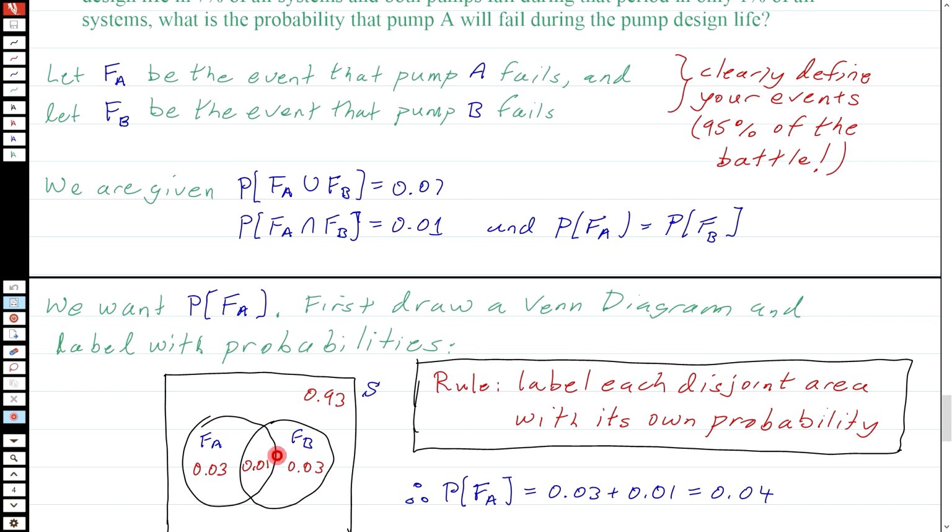So we can see instantly from this Venn diagram that the probability of FA is going to be this area plus this area: 0.03 plus 0.04.